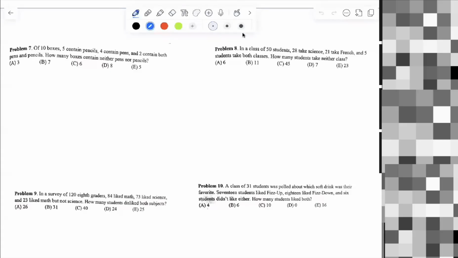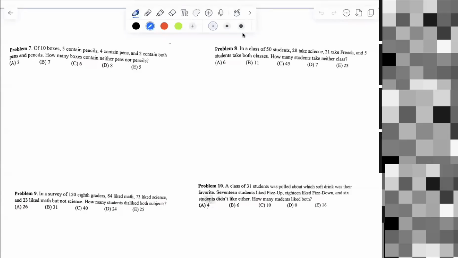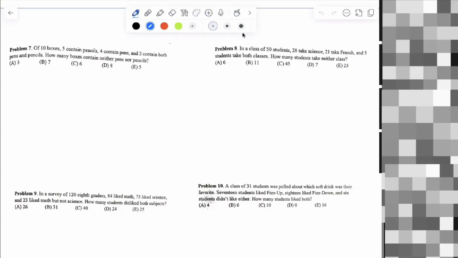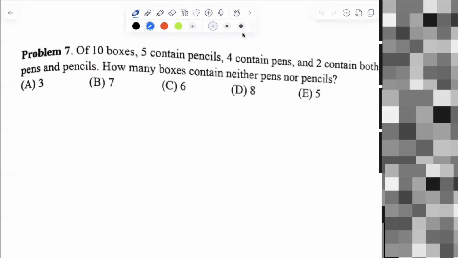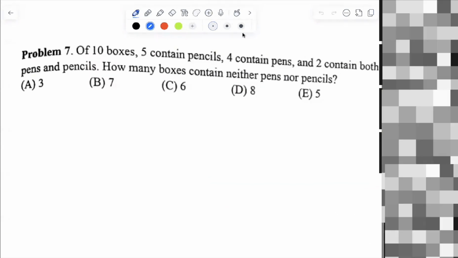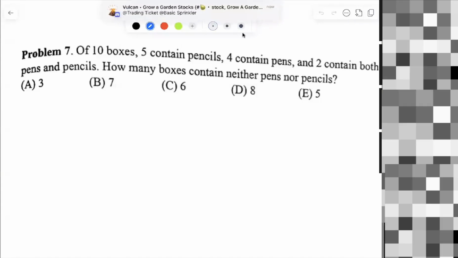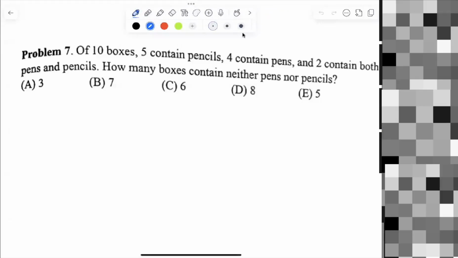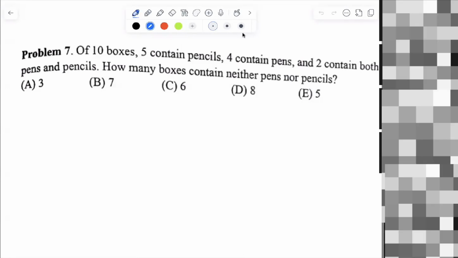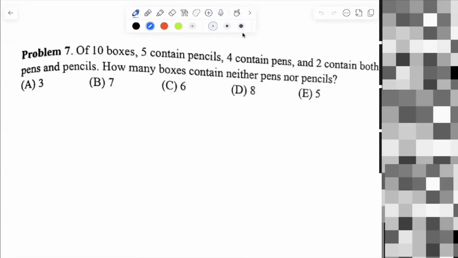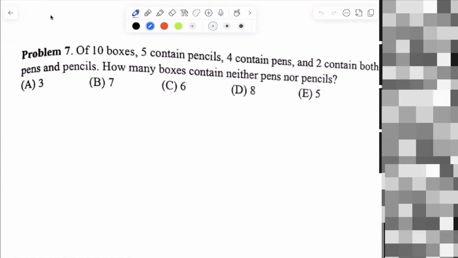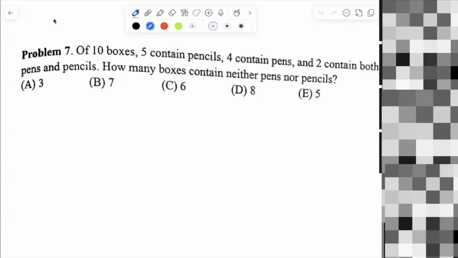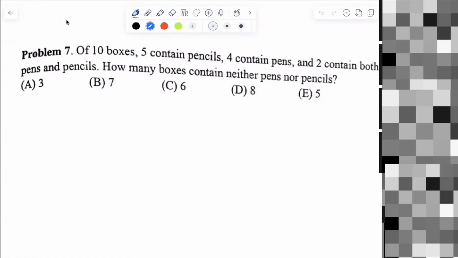Today we're gonna start on our homework from last lesson. Let's get started. All right, let's start with problem 7. Of 10 boxes, 5 contain pencils, 4 contain pens, and 2 contain both pens and pencils. How many boxes contain neither pens nor pencils? I'll let you guys have a try on this question and tell me your answer through the chat. So basically, this is just normal PIE.